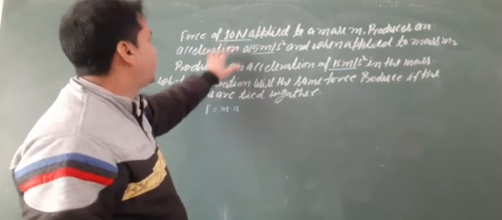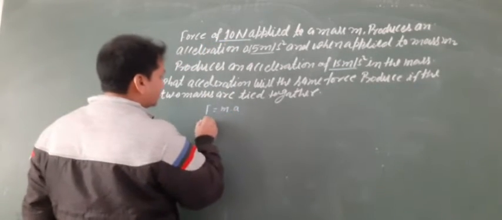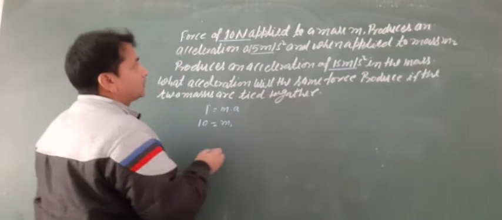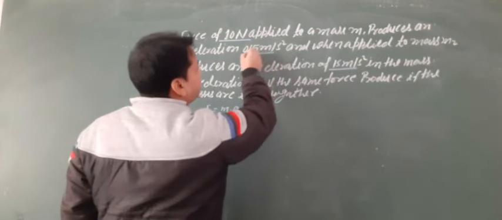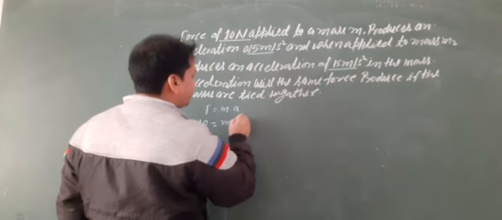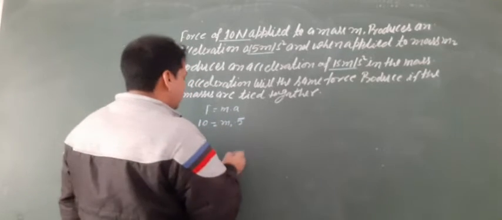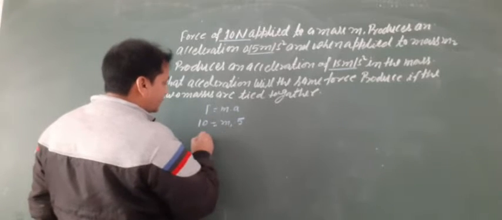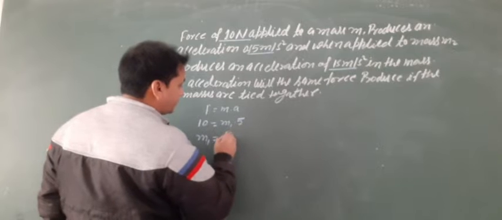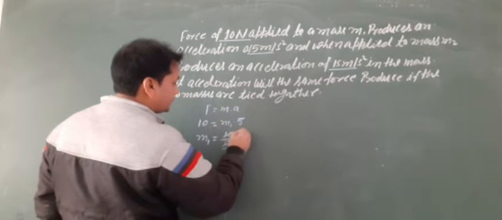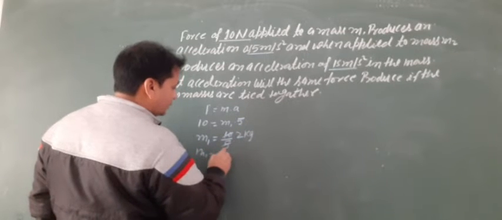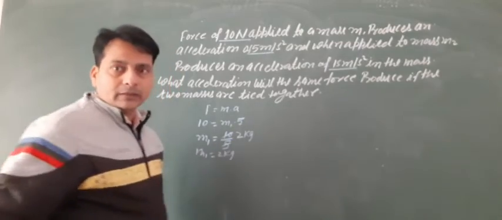So the force is given here, F equals 10, and the mass is given here, m1, and the value of acceleration is given, 5 meter per second square. The value of a equals 5. So we can write here the value of mass m1 equals 10 by 5, that is 2 kg. The value of m1 equals 2 kg.